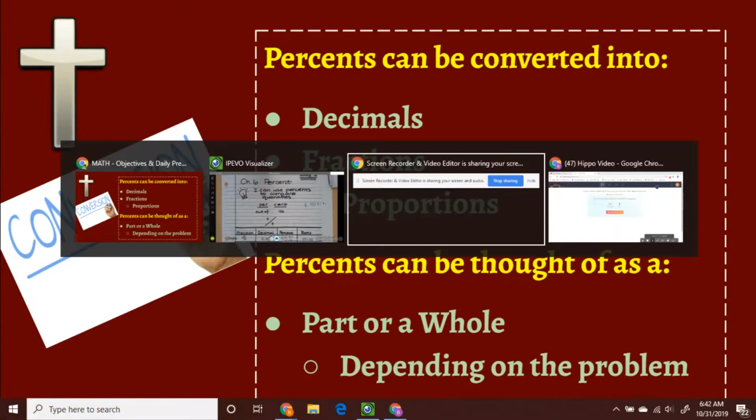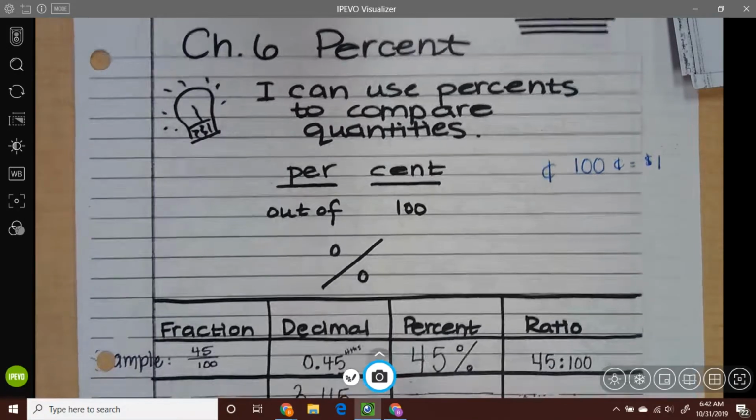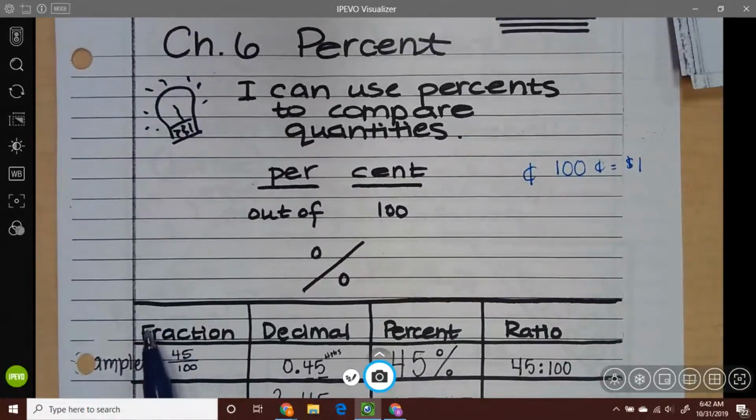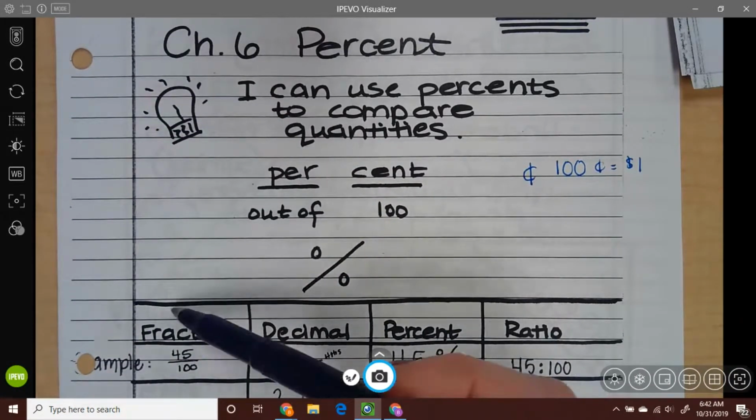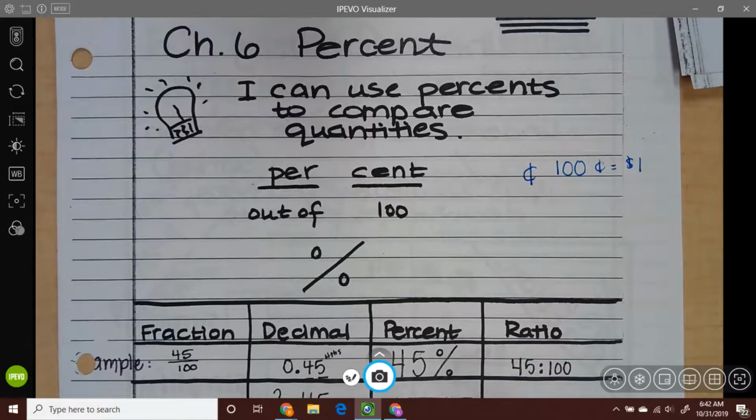So for our actual practice, what you're going to do is make a chart with 4 columns. And you're going to need to leave probably about 5 rows, 6 if you include the header row. So I'll give you a few minutes to do that. So fraction, decimal, percent, ratio, 4 columns, and 6 rows if you're including the heading row.